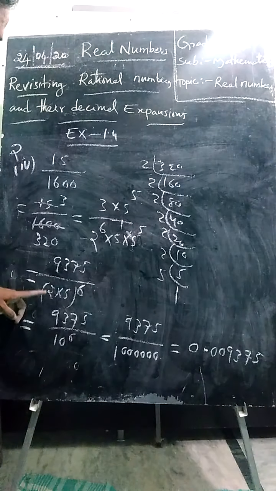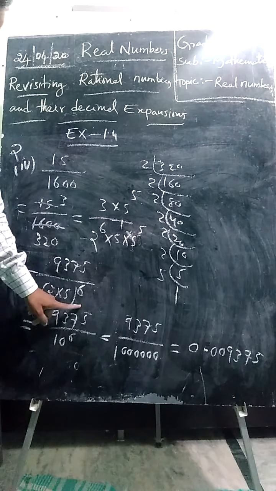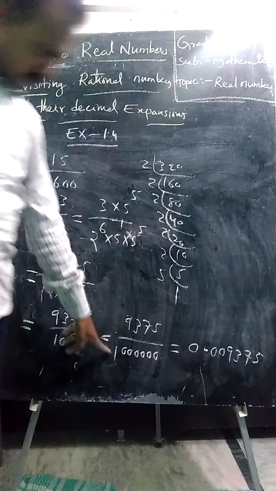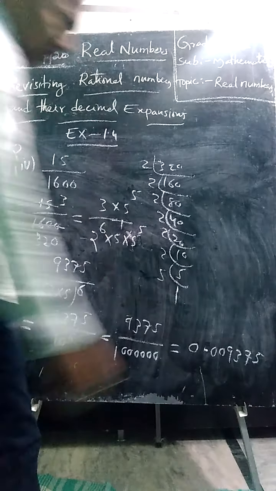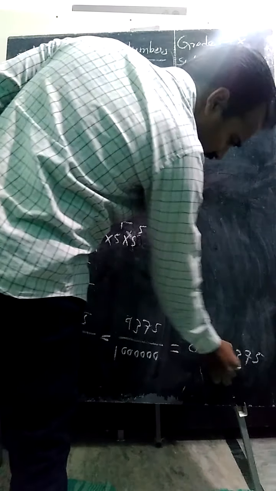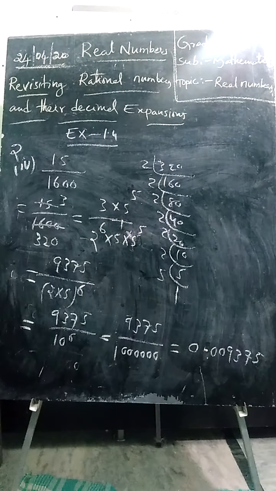If you want, you can do it. Then 2 into 5 whole power 6 is 10 power 6, which means 1 followed by 6 zeros. So 6 digits we should get. 4 are already there, so next 2 will take zeros. When we have fewer digits, we will follow this method as you learned in earlier class.